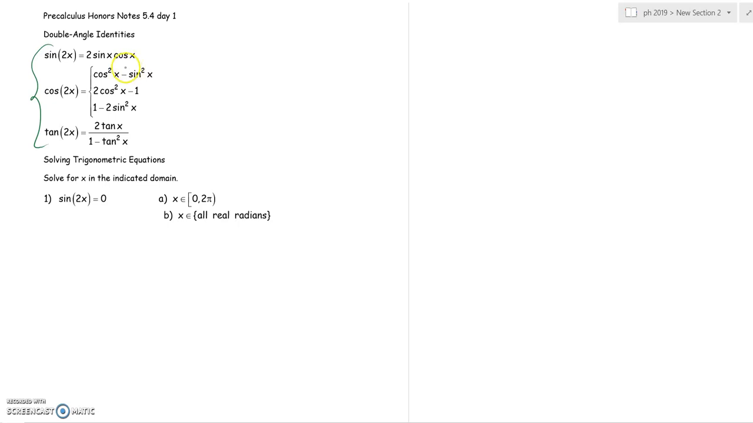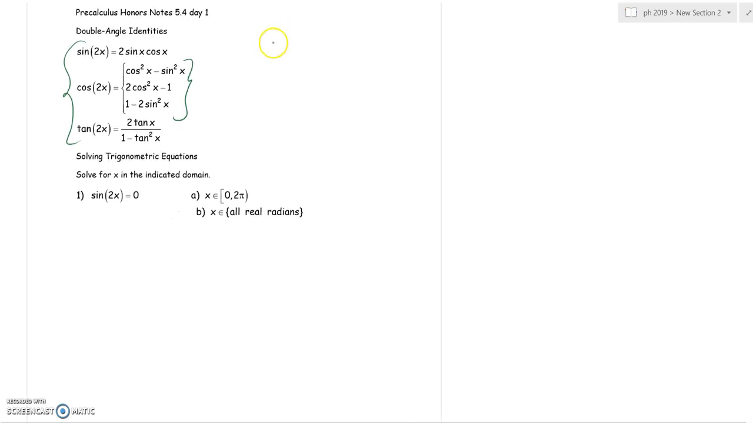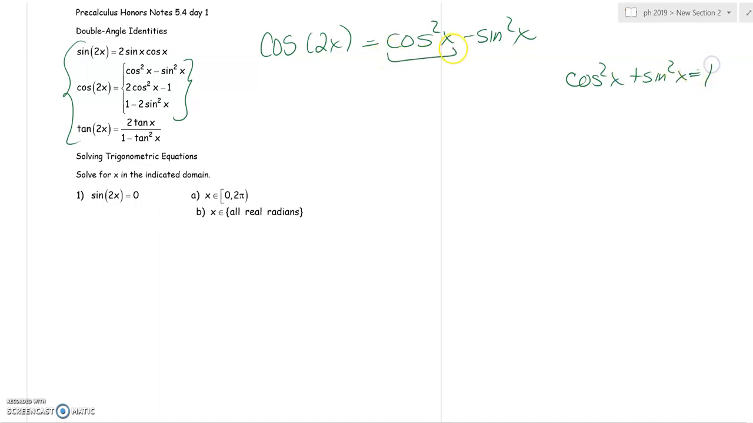identities. So we have sine 2x equals 2 sine x cos x. Notice we have 3 identities for cos 2x, which I think you could derive pretty easily if you wanted to. If you look at cos 2x equals cos squared minus sine squared, we know that cosine squared of x plus sine squared of x equals 1. So you could replace cos squared with 1 minus sine squared, and notice that's 2 sine squared. Similarly, you could replace sine squared with 1 minus cos squared of x and get that out of this.